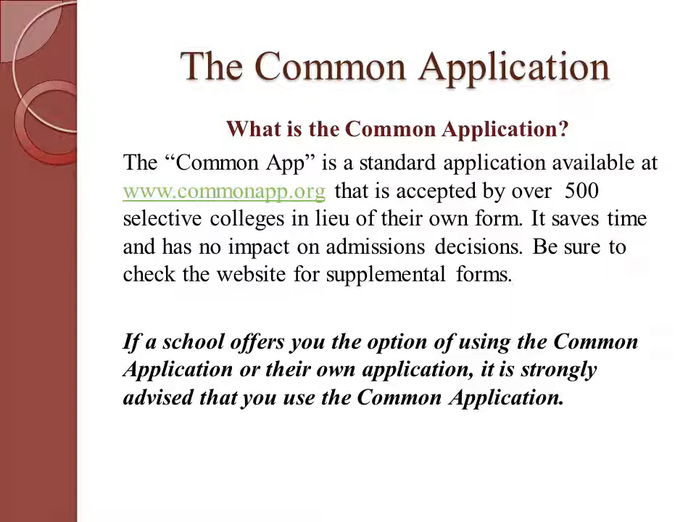If it is a common application school, there'll be a little icon that has a CA for common application in a computer, and that will indicate that the school accepts the common application. Keep in mind that schools may also require a supplement to the common application, but that will be listed within the common application itself and then also on the common application website.